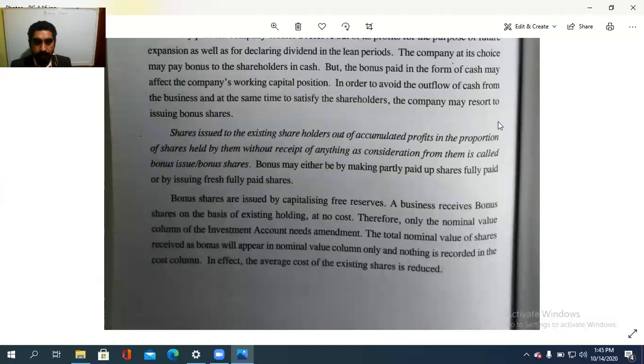It may either be by making partly paid up shares fully paid, or by issuing fully paid shares.